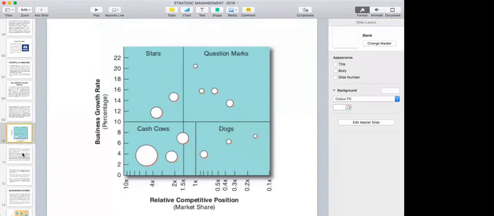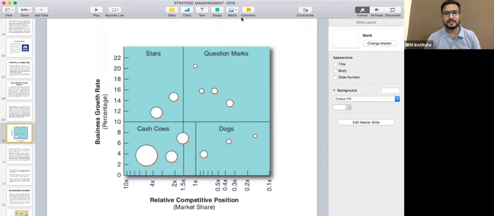But the cash flow will be the same only, no, sir? No, cash flow would be higher in the case of stars. See, try to understand, if the business growth rate is always high, definitely the company is generating cash. But the important thing is whether you're competitive enough or not. In the question mark, you're not competitive enough.